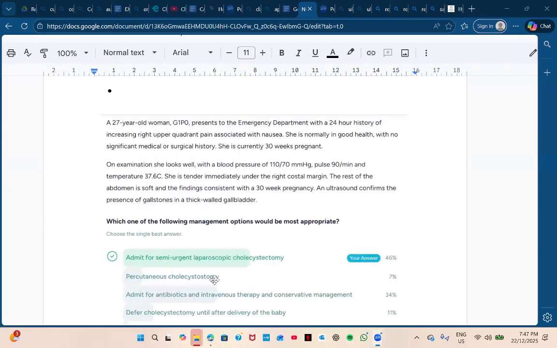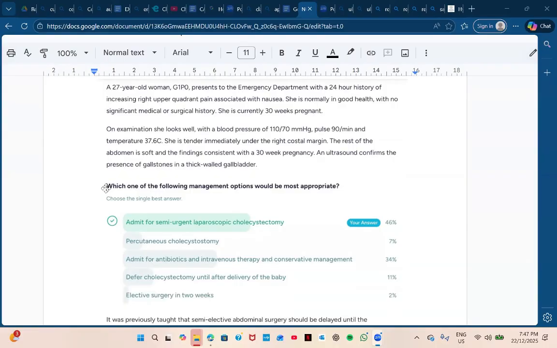Let's check this question again for the symptoms. A 27-year-old woman, G1P0, presented to the emergency department with a 24-hour history of increasing right upper quadrant pain associated with nausea. She's normally in good health with no significant medical or surgical history, currently 30 weeks pregnant. Examination: she looks well, blood pressure 110/70, pulse 90, temperature 37.6.